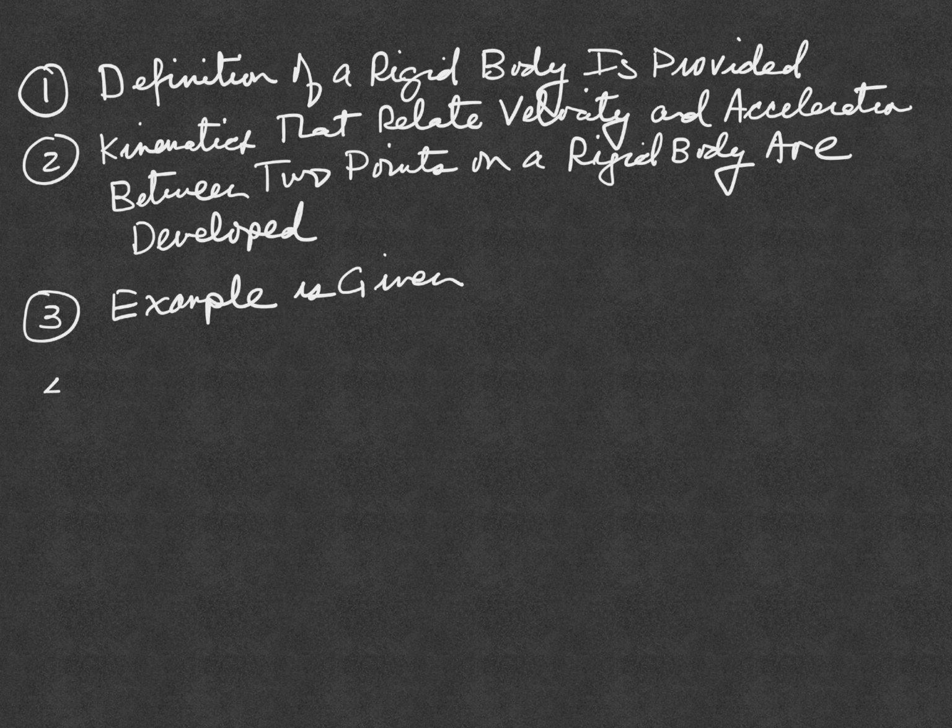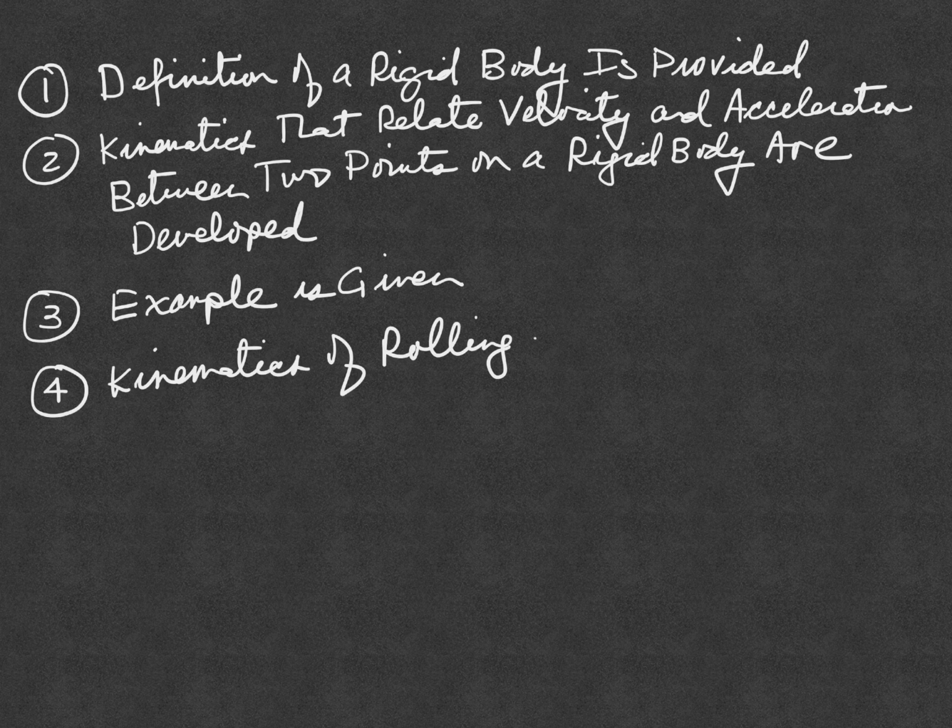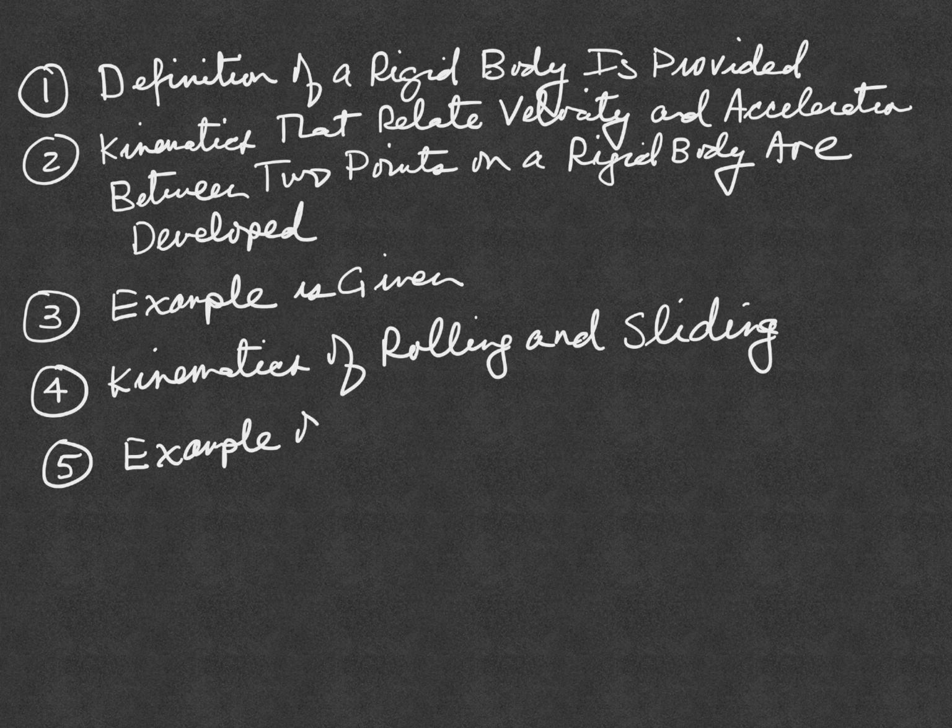And then fourth, the kinematics of rolling and sliding are discussed. And then finally, an example of rolling is provided. So let's start with the definition of a rigid body.